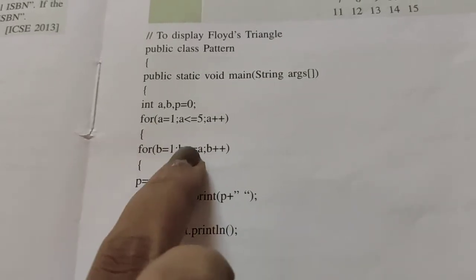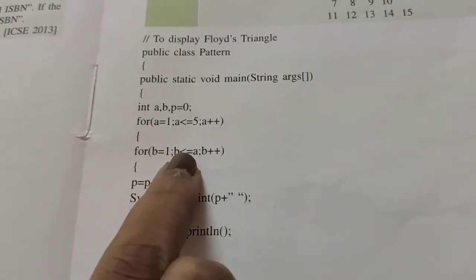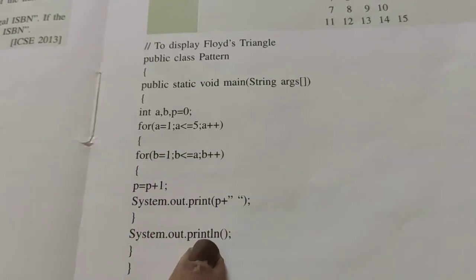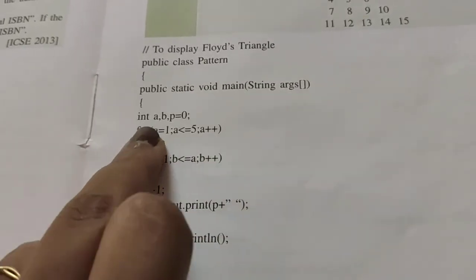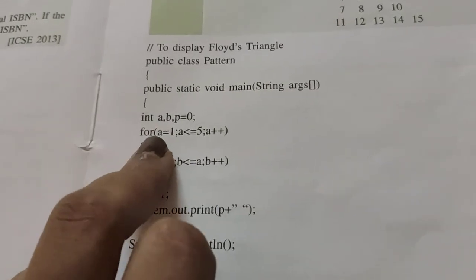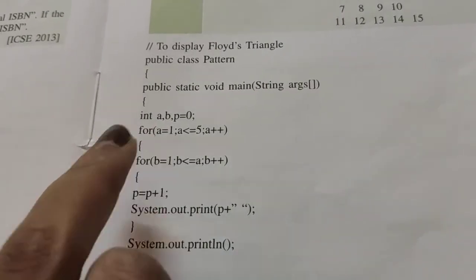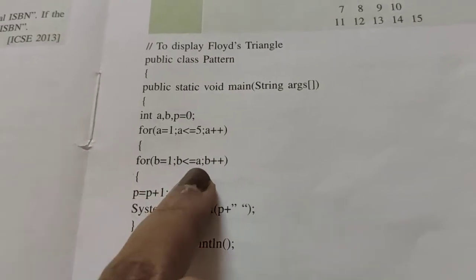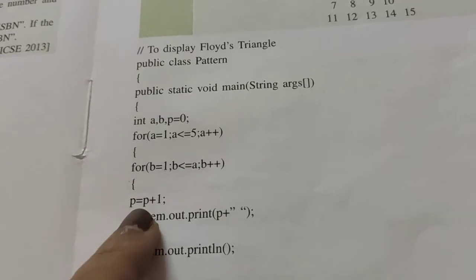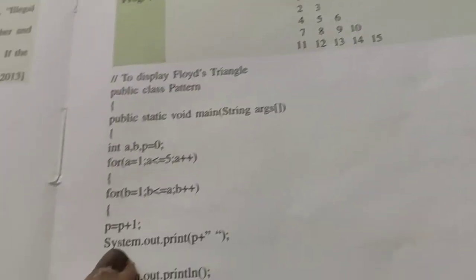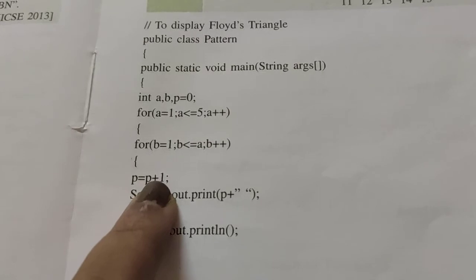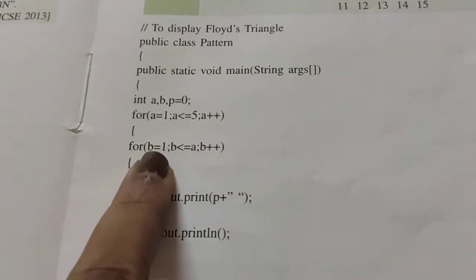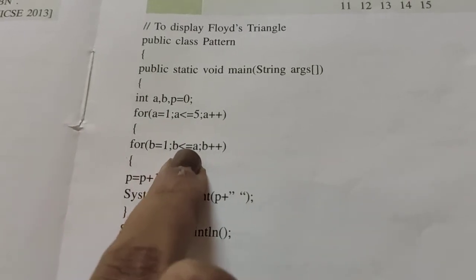But for the first iteration, b is going to be greater than a, so it will come out and go to the next line with System.out.println. In the next iteration of the outer for loop, a will be 2. So now b will be less than or equal to 2, so 2 numbers are going to be printed. The p value was already 1 there. Now p plus 1 is 2, so you will be printing 2, and b value is going to be 2 here.